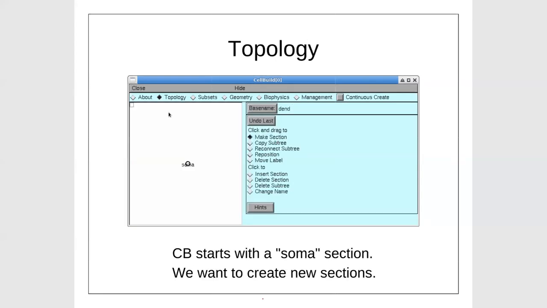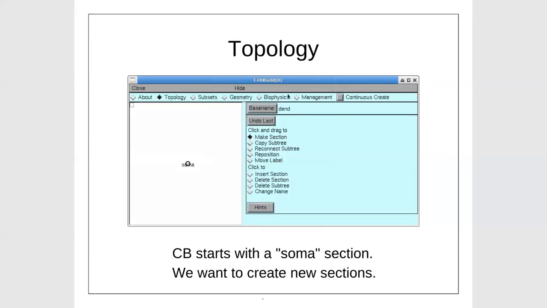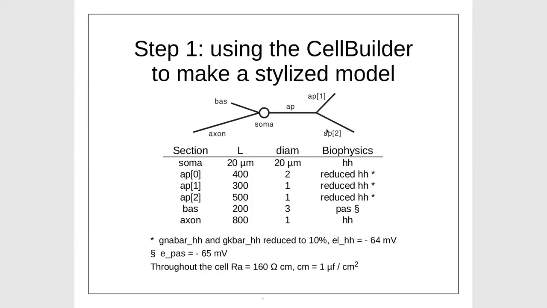So, our first task is to set up the branched architecture of the cell. We start with a soma. For free, we get something called a soma section on the canvas of our cell builder. We want to make a new section, but we want to make the apical tree. So you'll notice that the base name of dend up here, or the base name for any section we create would be dend. But we want to have something called AP. Remember, there's our diagram, AP, okay?